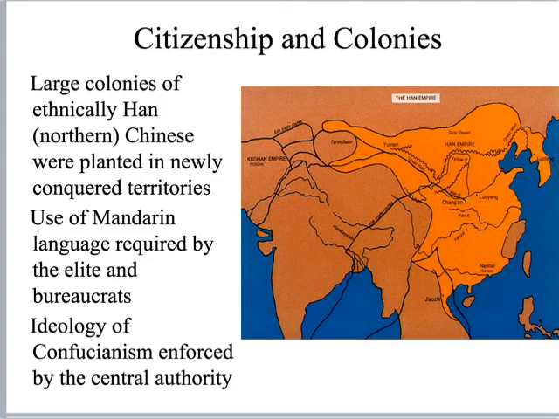Key to this as well were the ideas around citizenship and colonies. Large colonies of ethnically Han or Northern Chinese people from the central area of the empire were planted in these newly conquered territories. The use of Mandarin, the Han language, was required of the elite and the bureaucrats in order to integrate the country. Also, again, the ideology of Confucianism was enforced by the central authority.